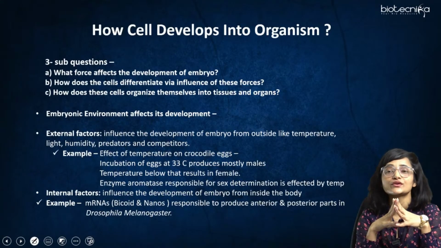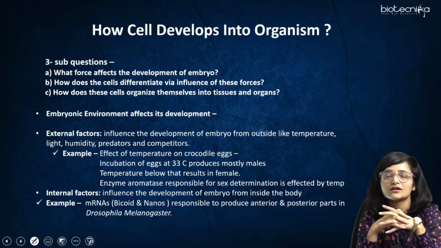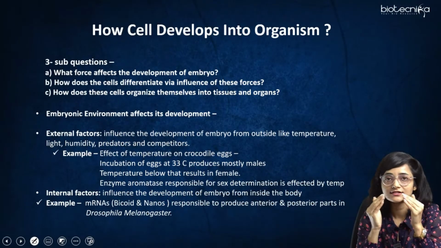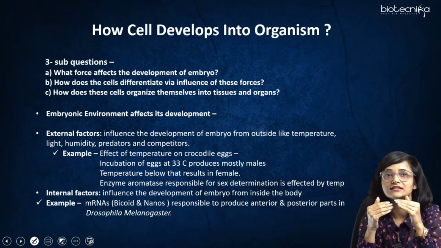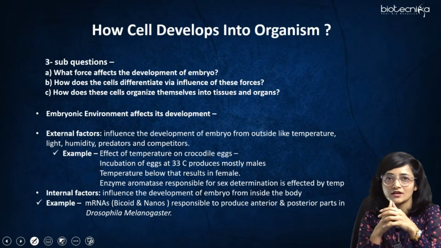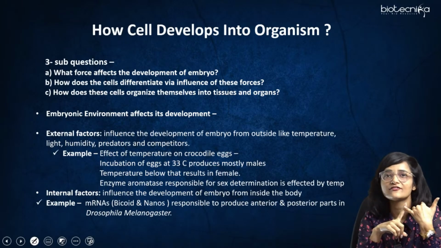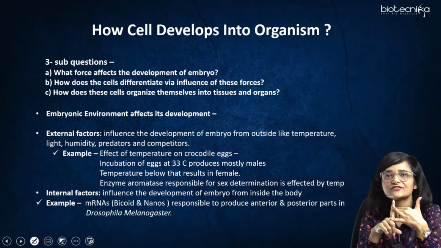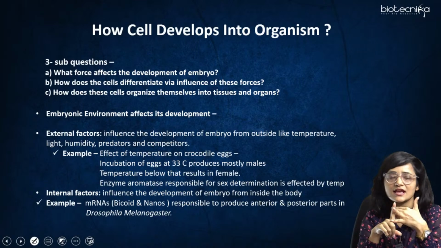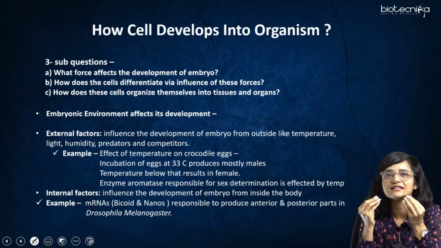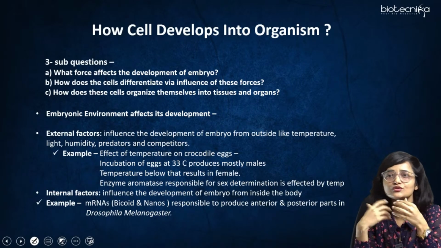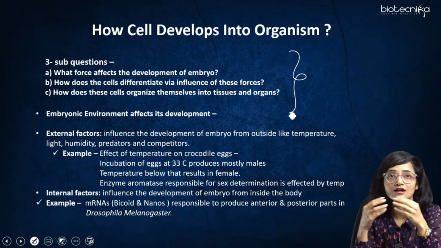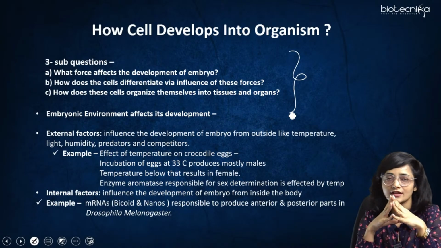So here comes the major question: how does a cell develop into an organism, right? To answer this question, we need to answer three sub-questions. First is what force affects the development of an embryo. Second is how does the cell differentiate via the influence of these forces. And third is how do these cells organize themselves into tissues and organs, right? We'll be answering all of these questions in the upcoming slides.